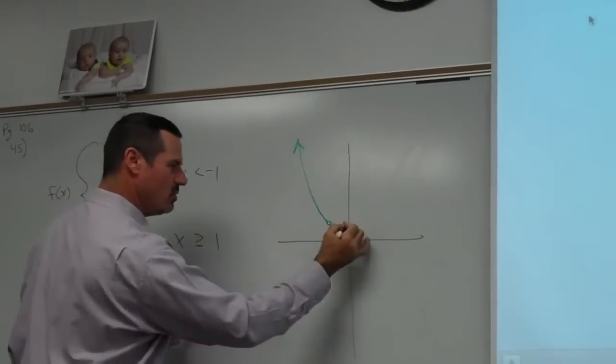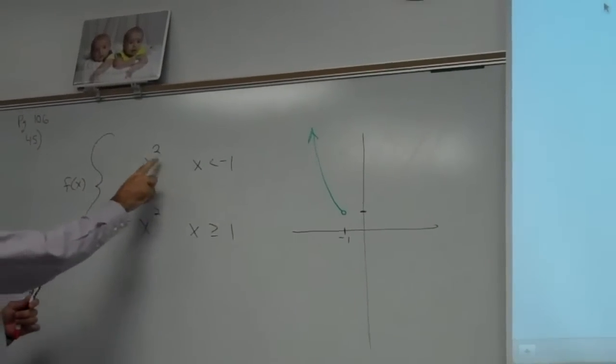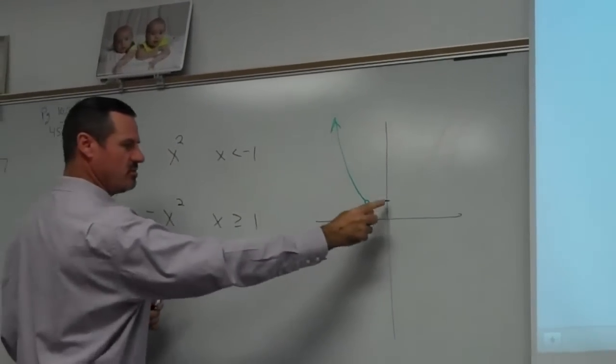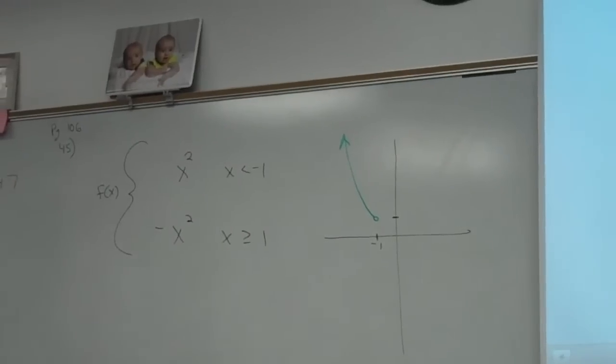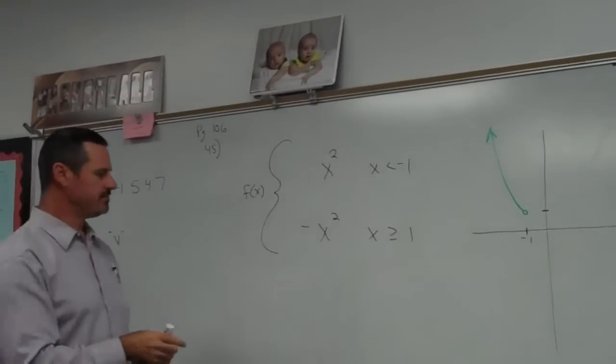And this would be at 1 on the y-axis, because if I substitute a -1 in here, -1 squared is +1, so the y value is 1. Am I with me? Now let's do the other one in red.